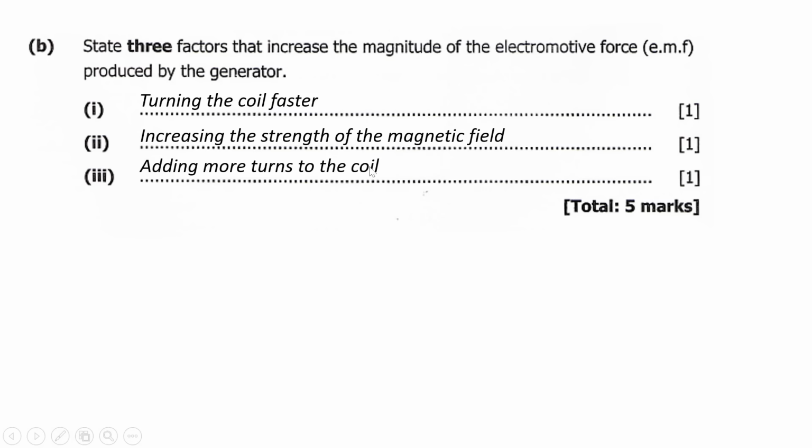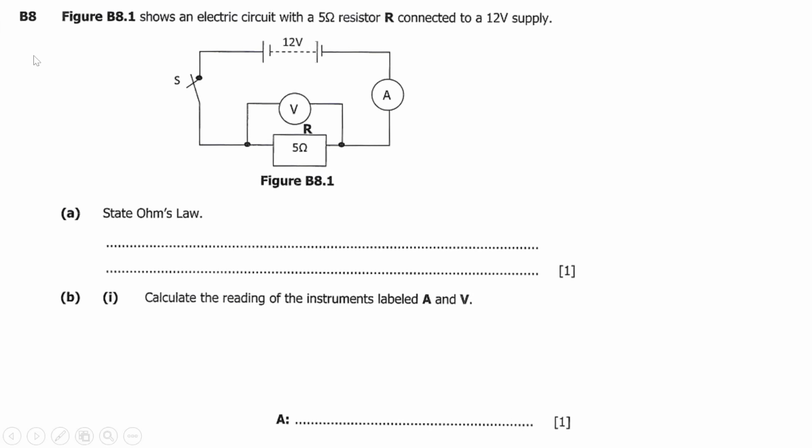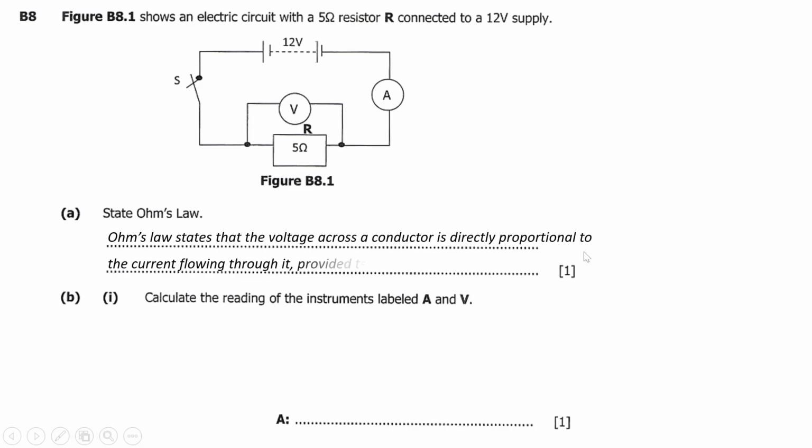Okay, we move to B8, which says figure B8.1 shows an electric circuit with a 5 ohm resistor R connected to a 12 volt supply. Okay, we have actually here a 12 volt supply, a 5 ohm resistor R, and we have a voltmeter here and an ammeter here and a switch. Then they're saying state Ohm's law. So Ohm's law states that the voltage across a conductor is directly proportional to the current flowing through it, provided temperature remains constant. Yeah, this is Ohm's law.